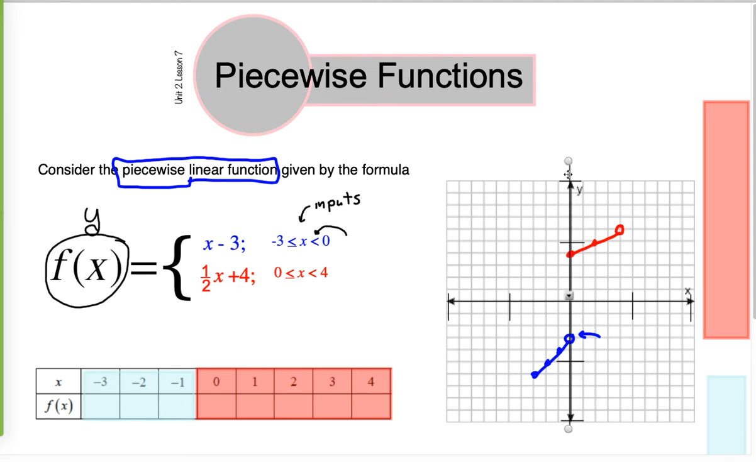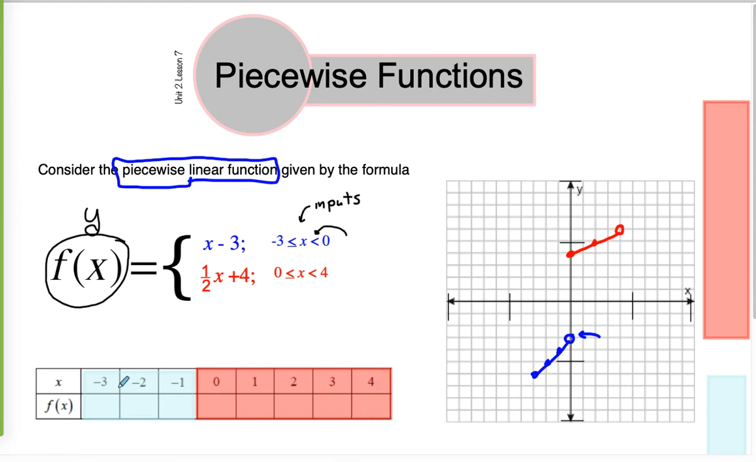Now that's one way to do it. It's kind of a long way to do it. Some people just set up the points down here. -3 to 0 is blue. Remember, 0 goes with the red function, so 0, 1, 2, 3, 4 goes here. Now I have to use 4 because I have to know to put an open circle there.